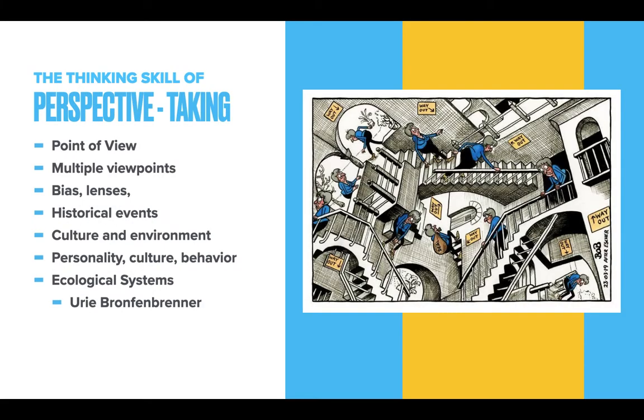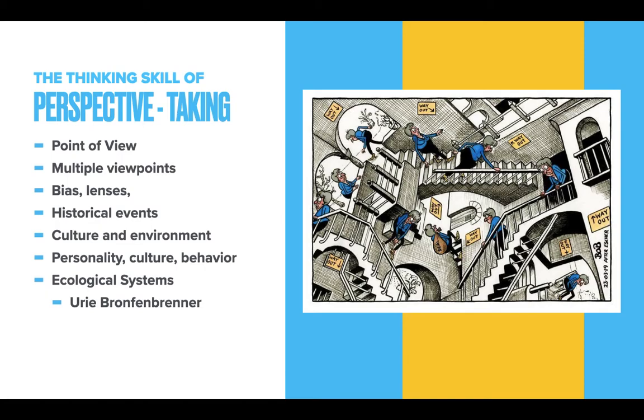Finally, we have perspective taking. In our graphic here, we have a political cartoonist's homage to the artist M.C. Escher and his surrealist-looking graphic illustrations. And with perspective taking, the key words here are point of view. So you're looking at an object or an artist or a work from multiple viewpoints.